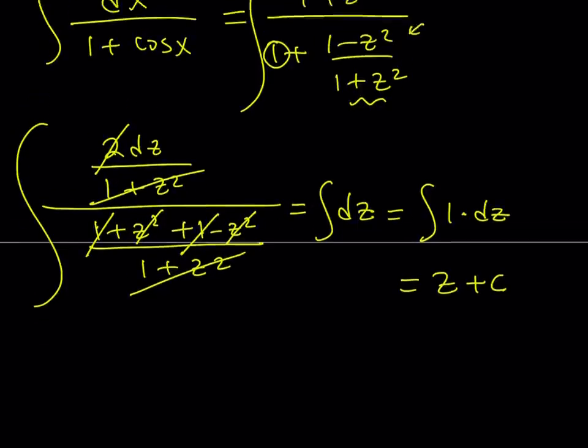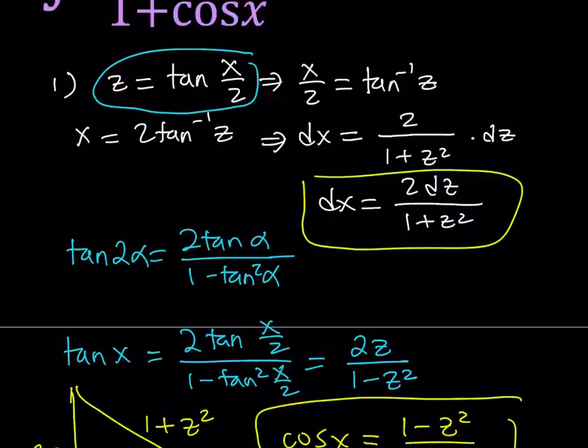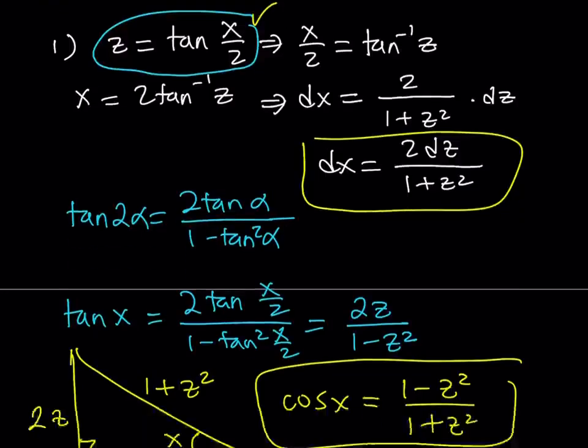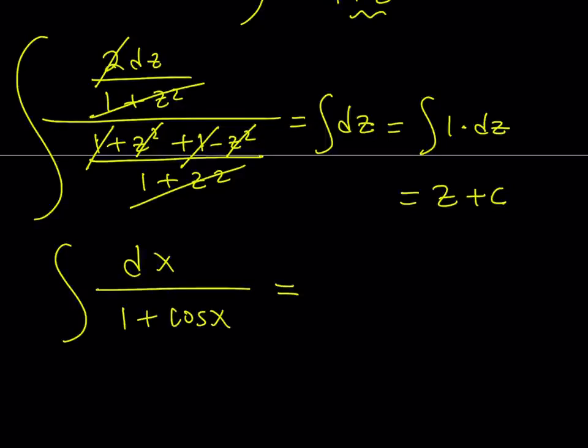But what was z? We kind of lost track, right? Well, z is equal to tangent x over 2. Awesome. So let's go ahead and back substitute that, and we're going to be getting the result of this integral. I know we complicated things, but isn't that fun? At the end, everything simplifies so nicely and justifies this method. So the result is going to be tangent x over 2 plus c. And that is the end of the first method.